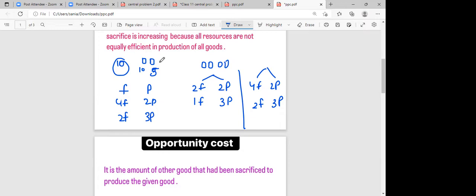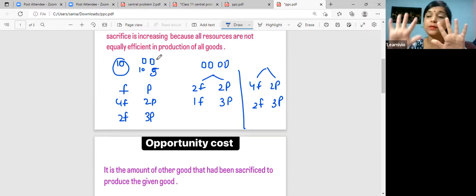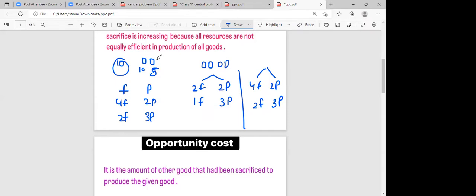Yes or no? Yeah, because the price of a pen was 5 rupees. So in 10 rupees, you can purchase 1 chocolate and 2 pens. So if you want to produce 1 more chocolate, then you have to sacrifice these 2 pens, right?